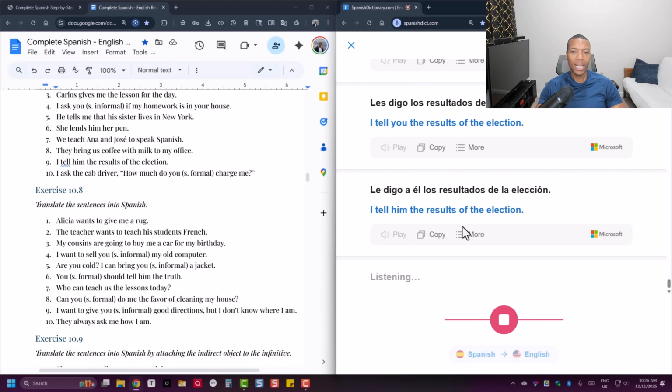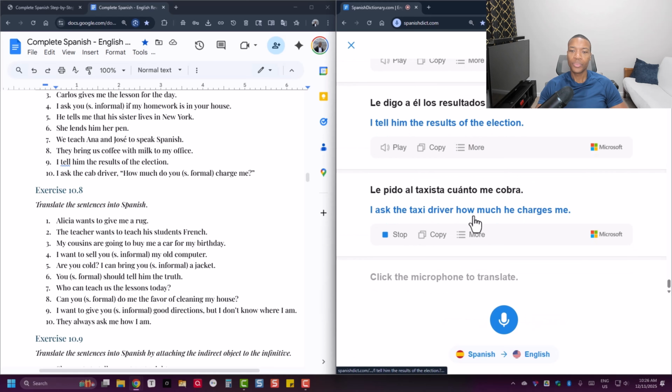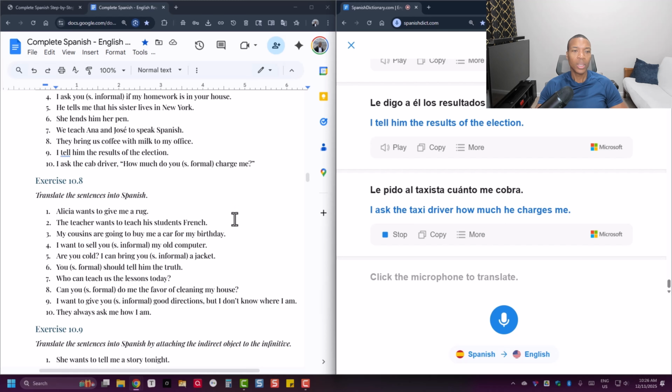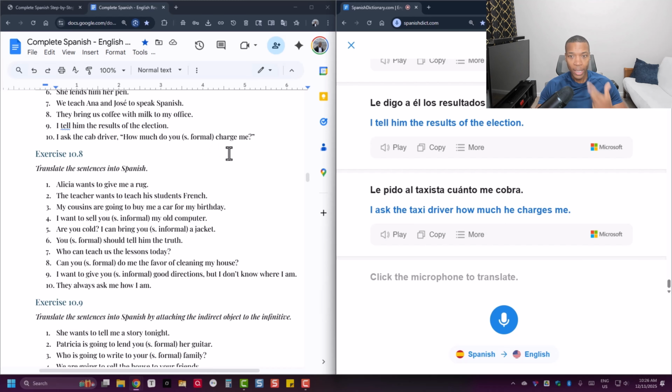Le pido al taxista cuánto me cobra. I asked the taxi driver how much he charges me. Or how much do you charge me? I asked him how much he charges me. Yeah, that's the same thing. It's the same structure.